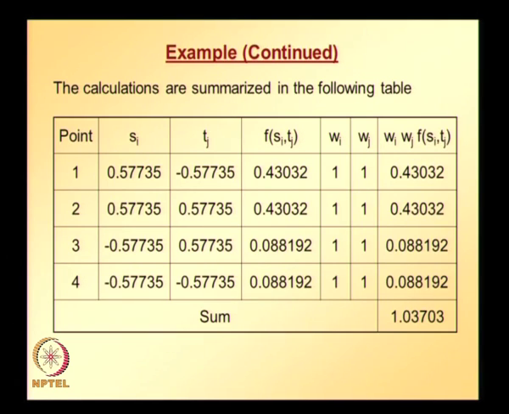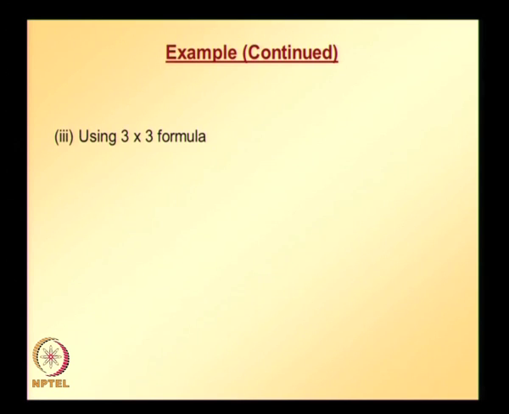and the estimate of the integral is the sum of all the values corresponding to 1, 2, 3, 4 points in the last column. If we sum up we get the integral estimate, which turns out to be 1.03703. And now let us try evaluating this integral using 3 by 3 formula.